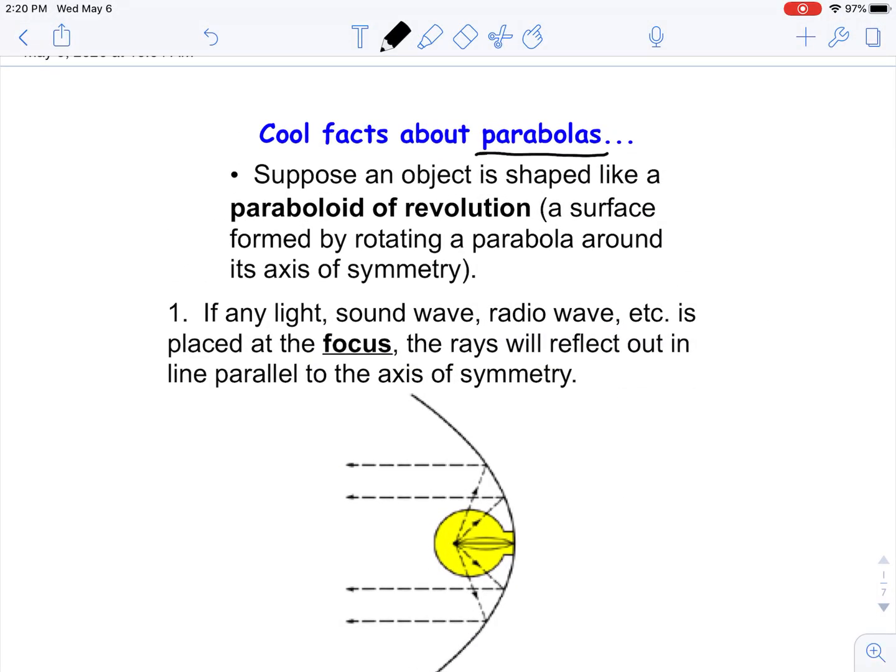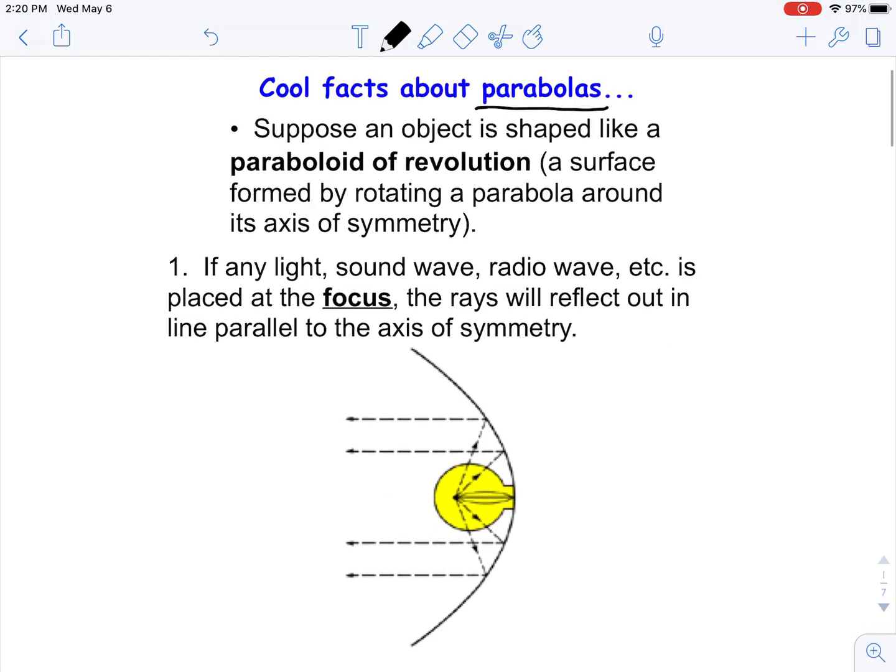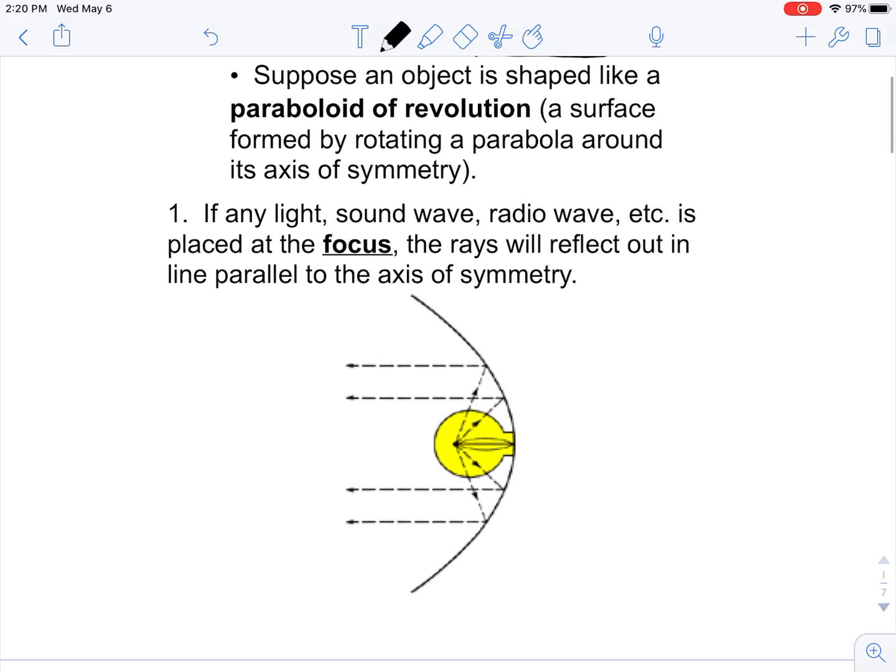Class, welcome back. Today we're going to talk about parabolas again. This time, though, I want to focus on more of the real-life application. As we look at an object that has a shape like a paraboloid of revolution, or a parabola, we're looking at an object whose surface is formed by actually rotating a parabola around the axis of symmetry.